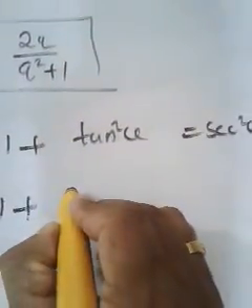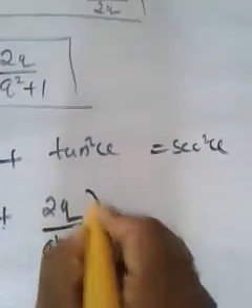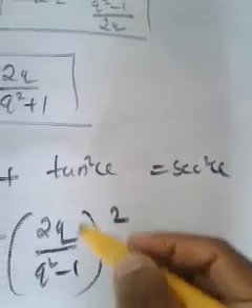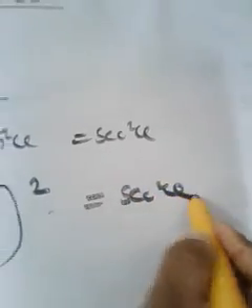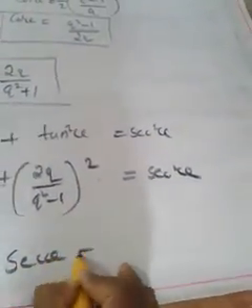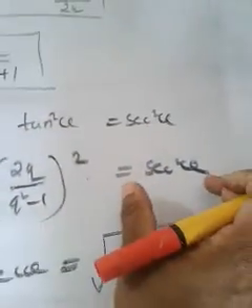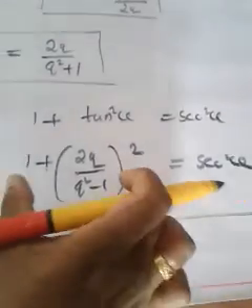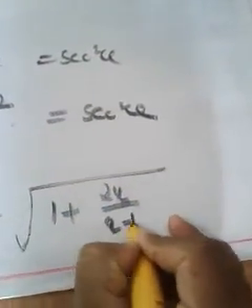So 1 plus tan square theta, where cot is nothing but (q square minus 1) by 2q. So tan is nothing but the reciprocal: 2q by (q square minus 1), the whole square. It was tan square theta. Is equal to sec square theta. So 1 plus this is equal to sec square theta. Then what will be sec theta? Square root of this. Sec square theta is equal to this, which means sec theta will be the square root of that, isn't it? Square root of 1 plus (2q by (q square minus 1)) whole square.